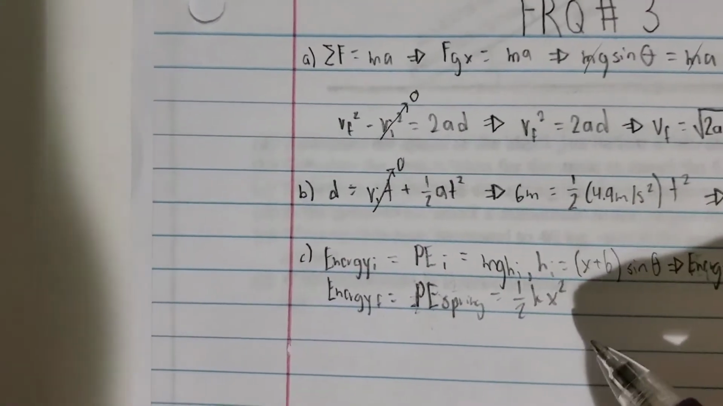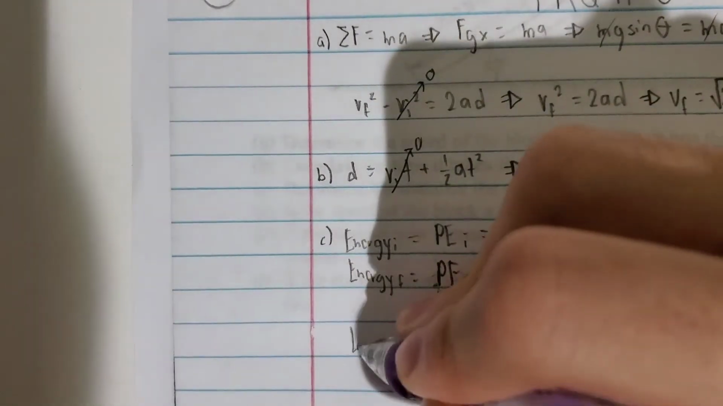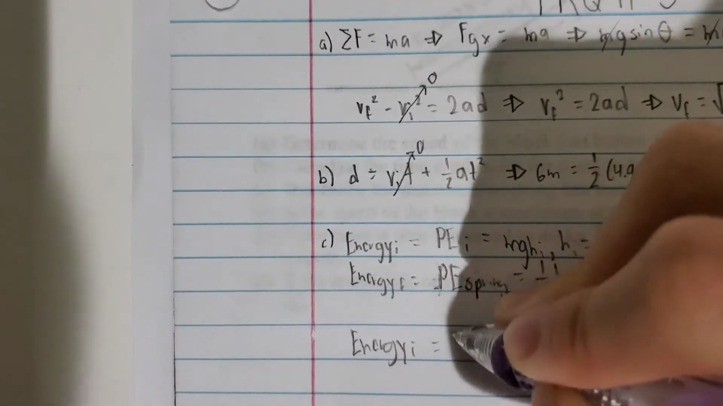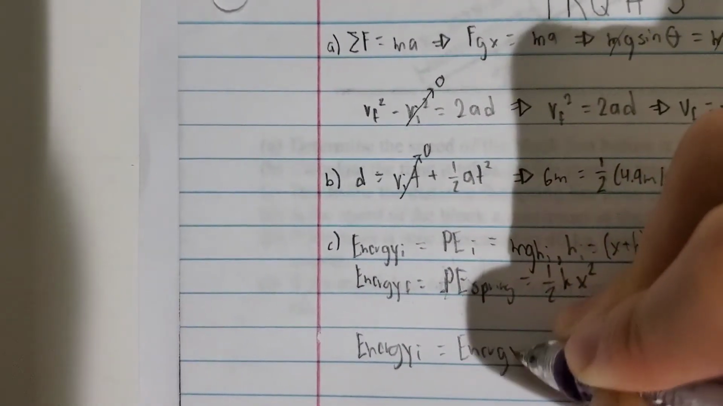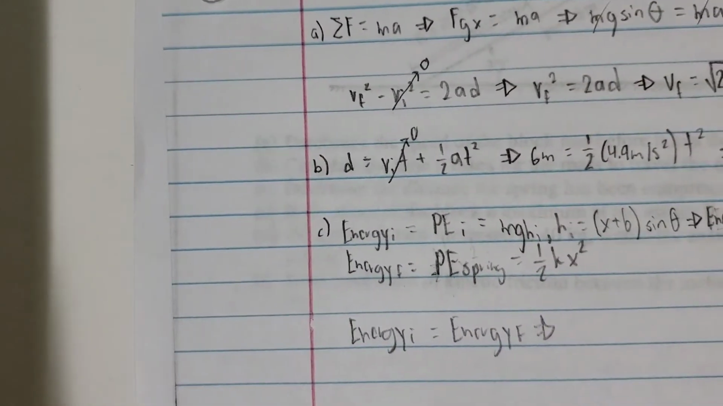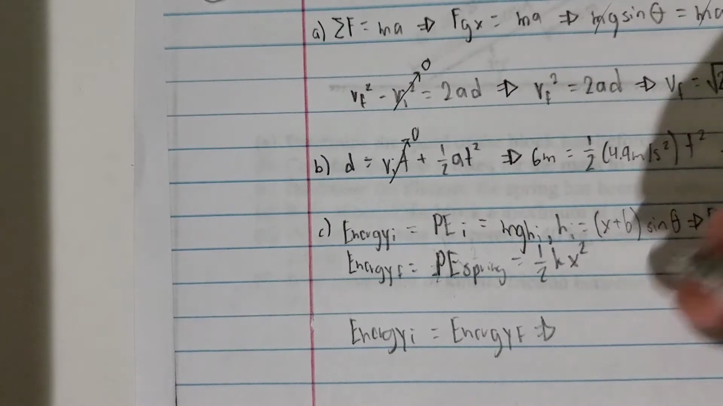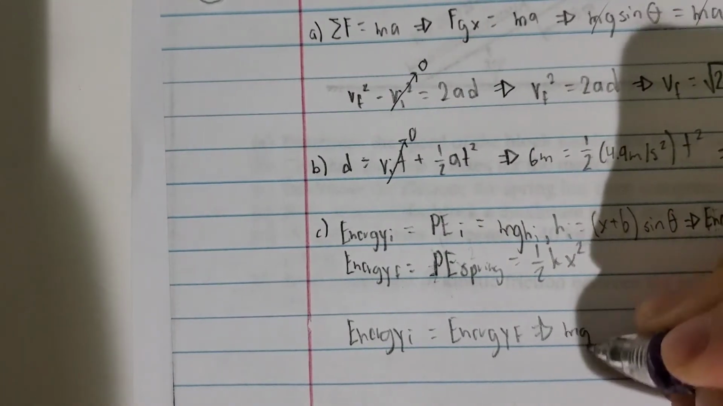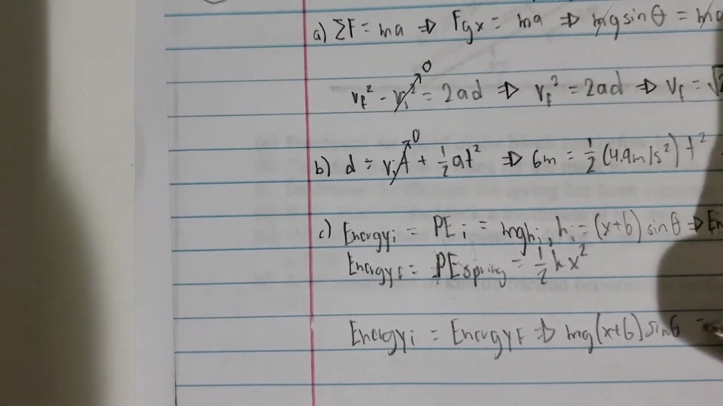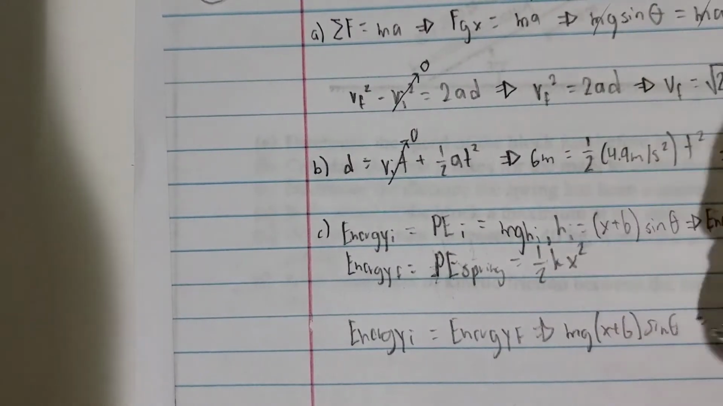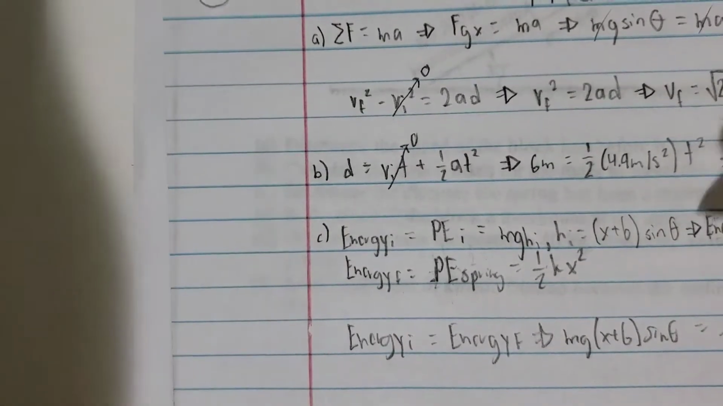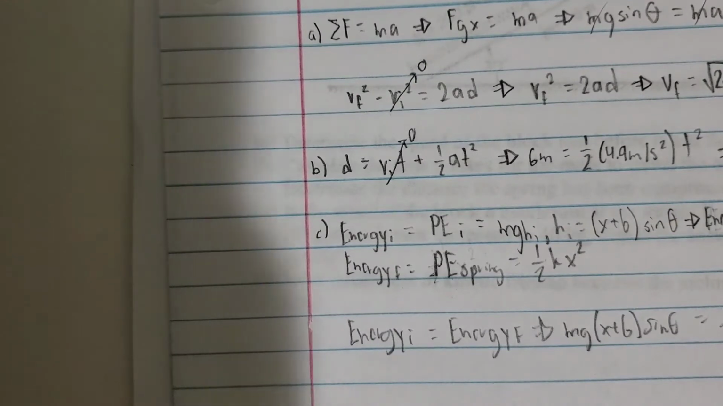Okay, so now that we have this, we just need to set the energies equal and solve for x. So energy initial is equal to energy final, and then we plug in this formula and this formula. So our initial total energy is mg times x plus 6 sine theta. Our energy final is this 1/2 kx squared. We have everything, so all we need to do is plug in our numbers.